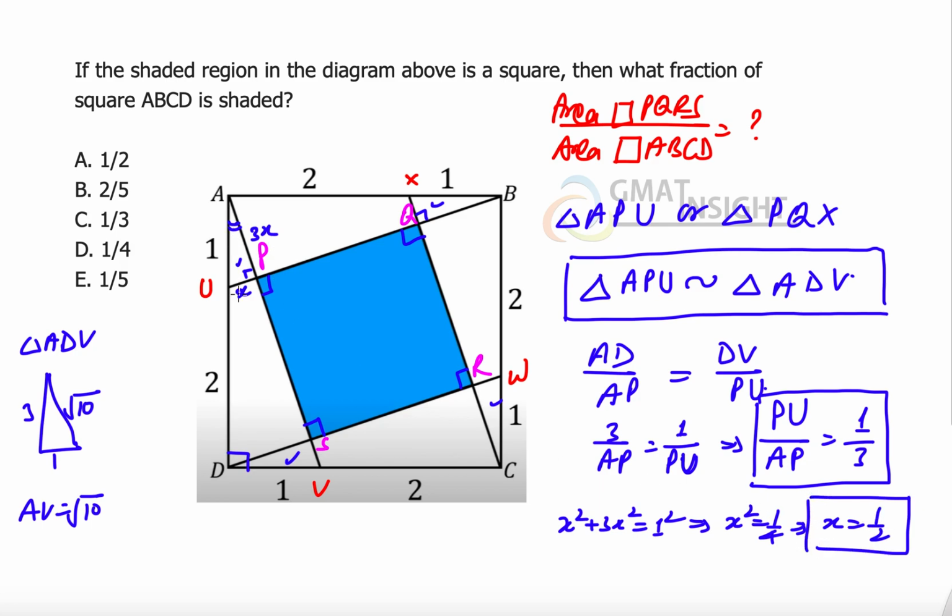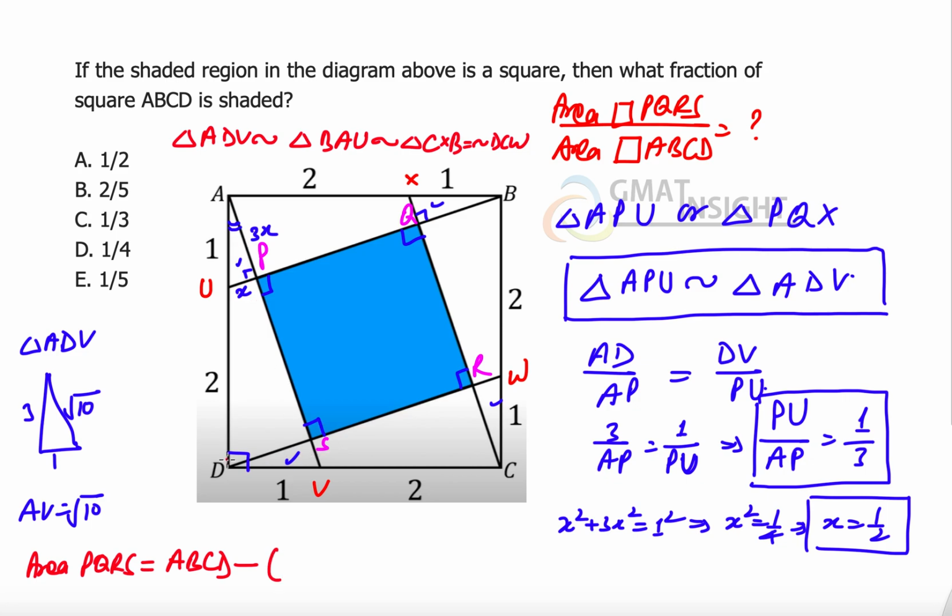Now that we have identified the value of x equal to 1 over 2, we can quickly find all the areas and the area of the shaded region. So let me quickly do the calculation here. Area of the shaded region. Now we have to find the area of PQRS, which is the shaded area. It can be found by subtracting these triangles from the bigger square. That means I'm taking the area of ABCD and subtracting these four triangles: triangle ADV, triangle ABU, triangle CBX and triangle DCW.